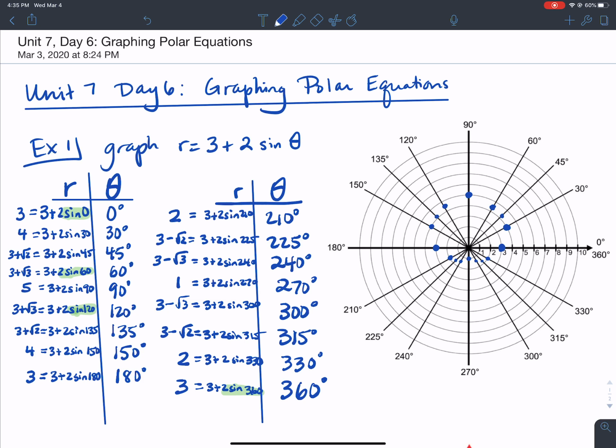Okay? Now, what you do here is you connect everything in a smooth curve. It should not look like you're doing connect the dots like when you were little and you made everything nice jagged edges. This should be a smooth curve. And it kind of looks like a butt.